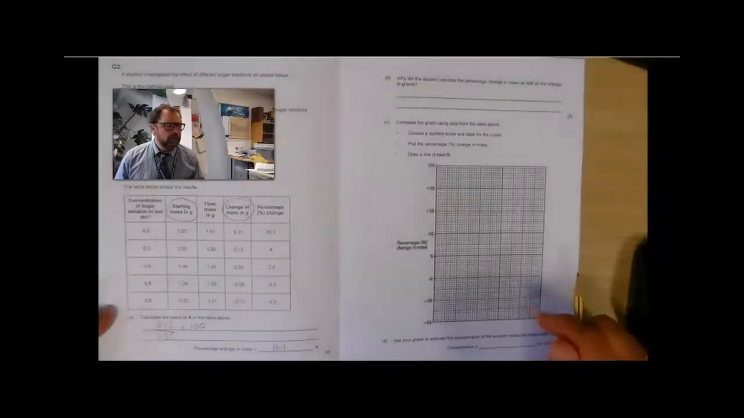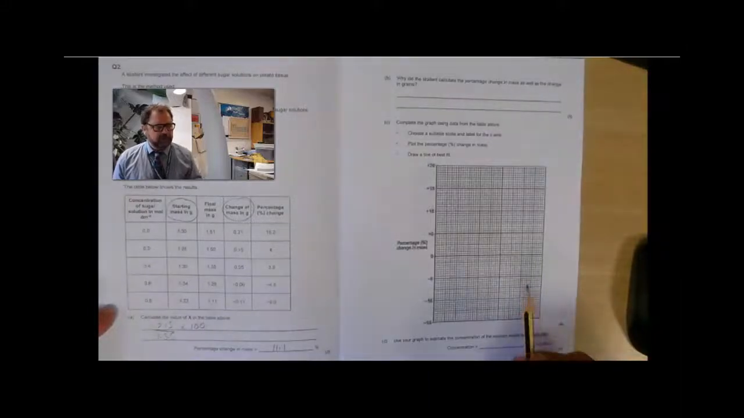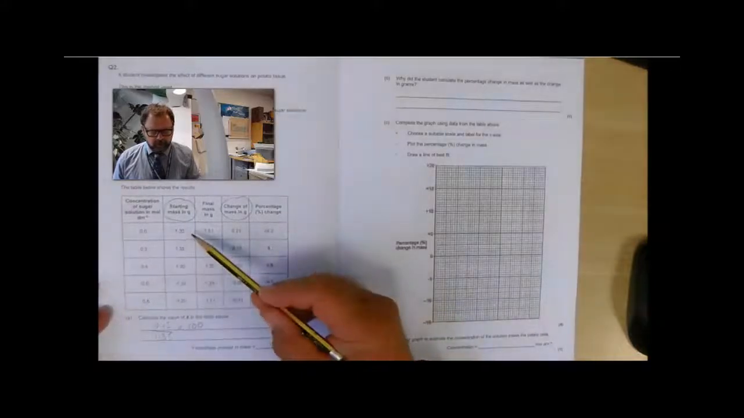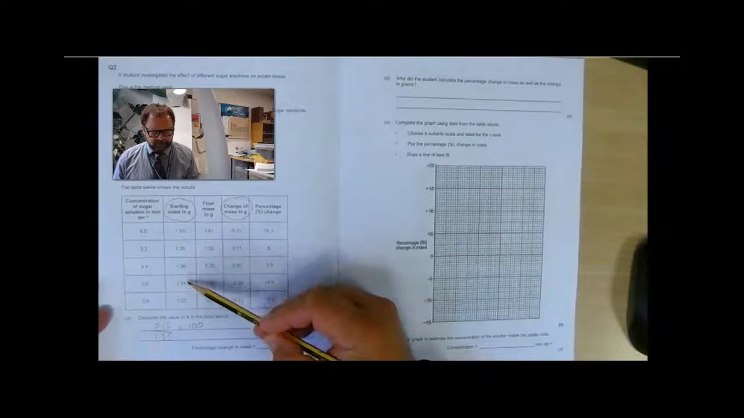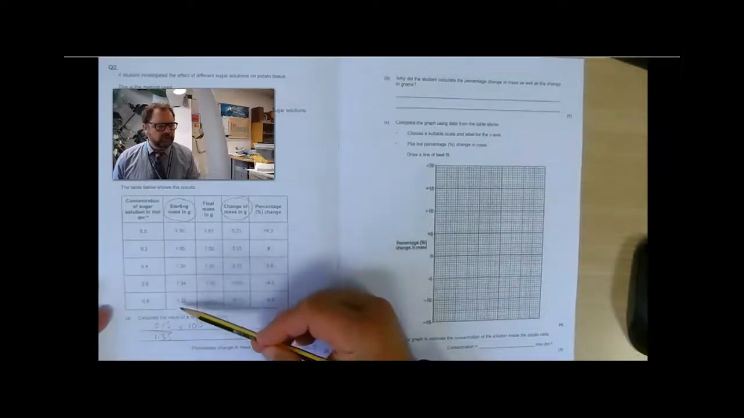Okay, on to part B, and you can see we're being asked here why would we calculate the percentage change in mass as well as the change in grams. Now the answer here is very specific, and it's because no matter how hard you try in this practical, there's no way you can make all of your pieces of potato identical masses at the start. You can see they're quite close to each other.